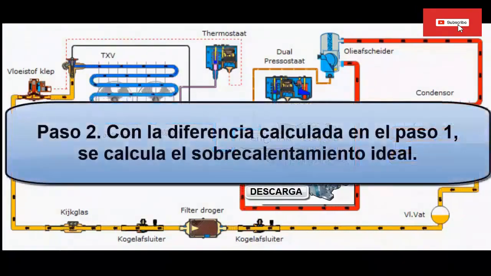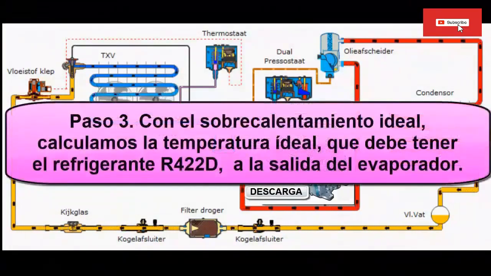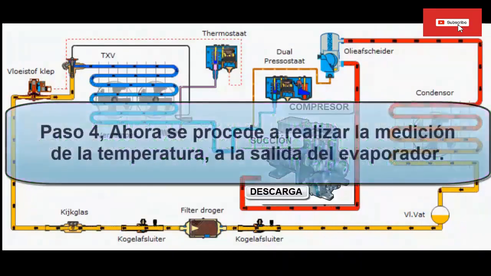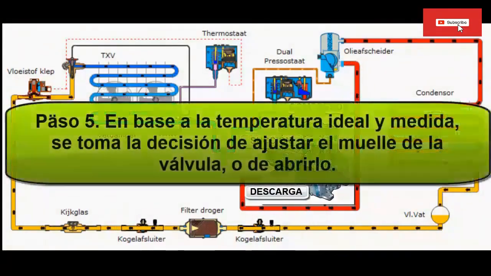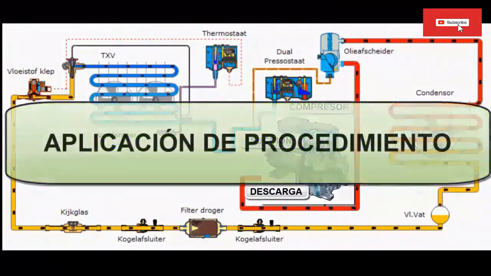Step 2. With the difference calculated in Step 1, the ideal superheat is calculated. Step 3. With the ideal superheat, we calculate the ideal temperature that the R422d refrigerant should have at the outlet of the evaporator. Step 4. Now we proceed to measure the temperature at the outlet of the evaporator. Step 5. Based on the ideal and measured temperature, the decision is made to adjust the valve spring or to open it. Let's go with Step 1.